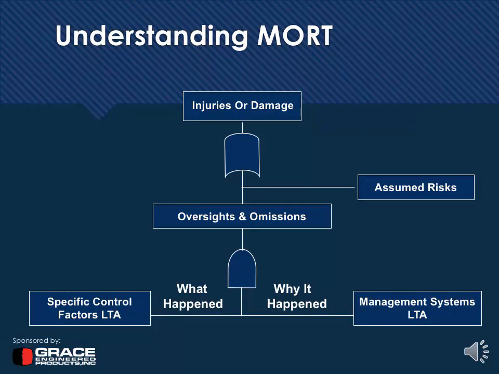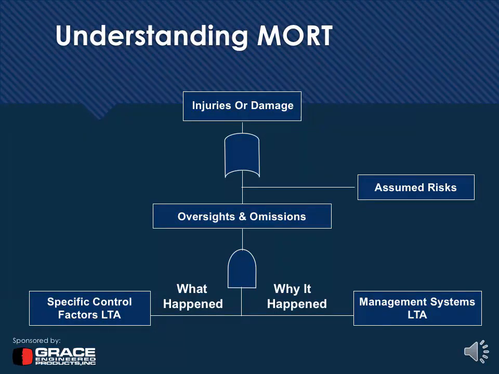So let's continue reading the chart. The next logic gate you see underneath oversights and omissions is called the Boolean AND gate. Now the way to read an AND gate is the event that's above it, in this case an oversight or omission, everything underneath that all had to occur at the same time. So the way to read this is if we've had an oversight or omission, we've had a specific control factor fail, and we've had a management system fail. And that abbreviation LTA is just government speak for less than adequate, meaning it's ineffective.